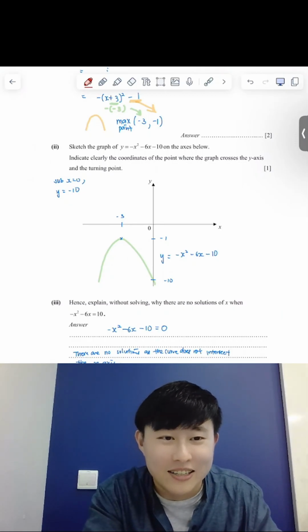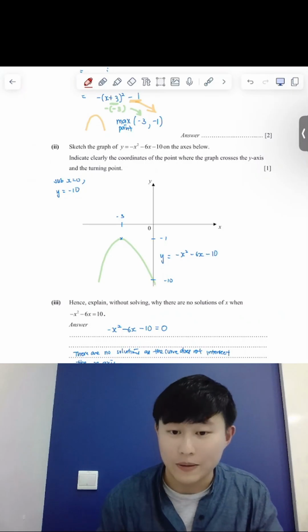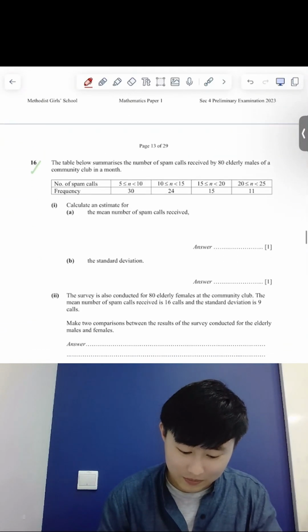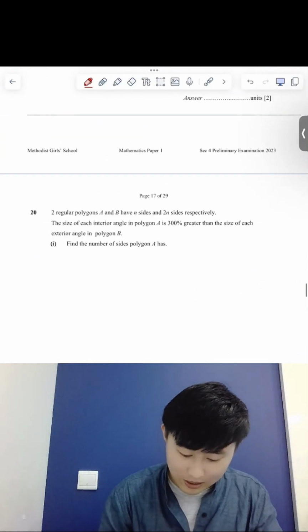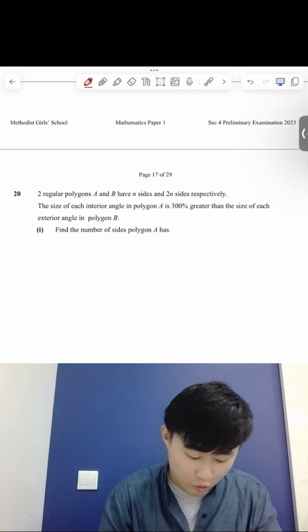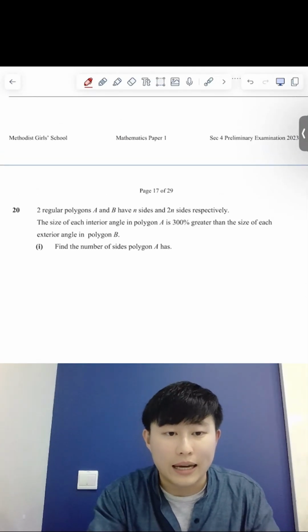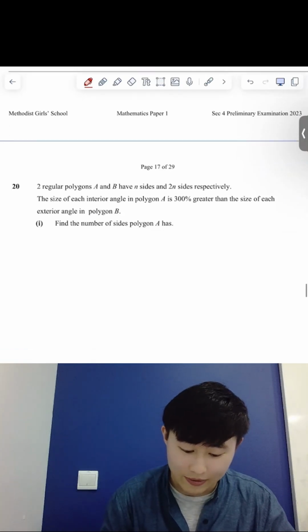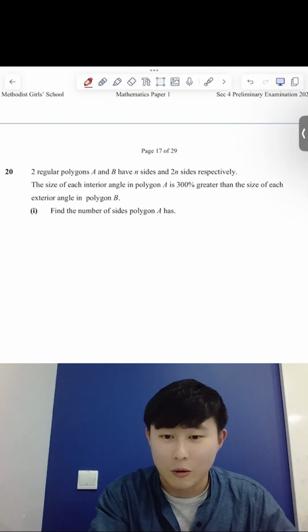Let's do polygons. The ones behind all need more than 4 minutes, we just cannot finish in 4 minutes now. Let's look at this one. I'm just gonna go through one question, which is the 20i. Two regular polygons have n and 2n sides respectively.